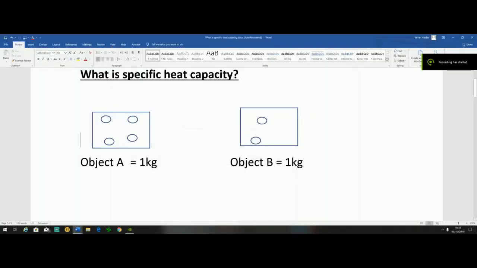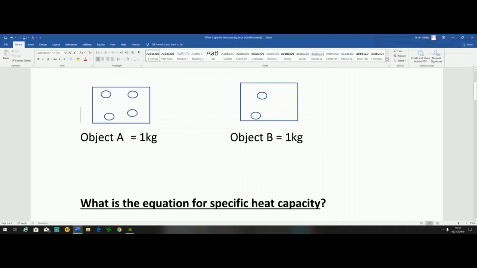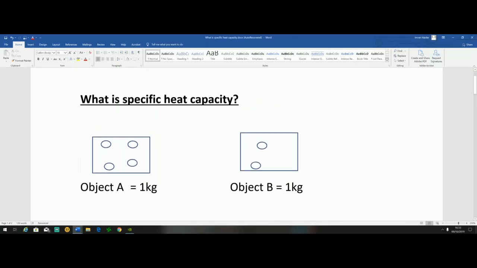Okay, so quite a few of you have told me that you're struggling with specific heat capacity. So we're going to go through this together. You guys can make notes as we go along. So firstly, the first question is, well, what is specific heat capacity?